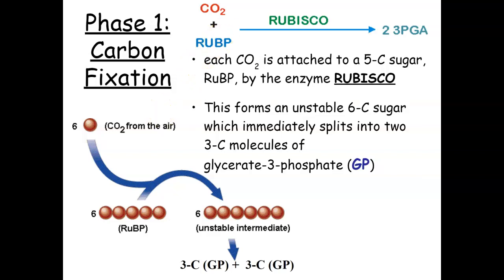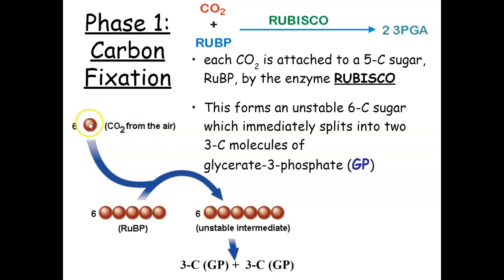So we have inorganic carbon dioxide. It's going to be attached to this organic molecule, which is made up of 5 carbons. RUBP, or ribulose bisphosphate, is a 5-carbon sugar. So we're going to combine carbon dioxide with a 5-carbon sugar using an enzyme called Rubisco, and we are going to make molecules that are unstable. So that's going to be shown here.